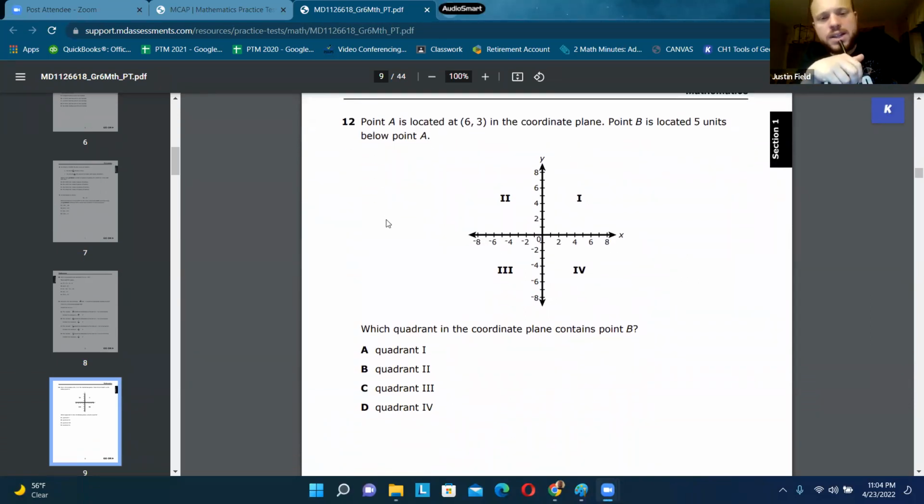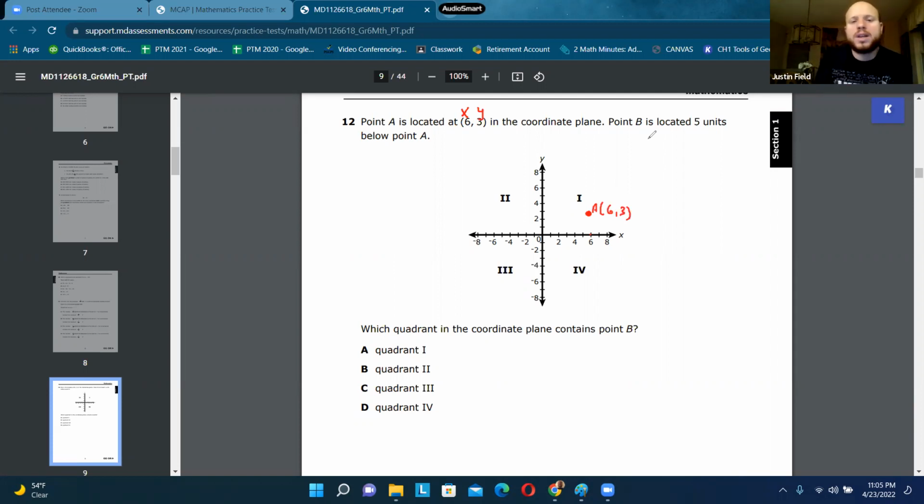Point A is located at 6,3 in the coordinate plane. Point B is located 5 units below point A. All right, so in the coordinate plane, the first number is the x, the second number is the y. So let's go over 6 on the x-axis and then up 3. And that is the point. We don't make a point here. We go over and up before we make our point. And that is point A, and it's at 6,3.